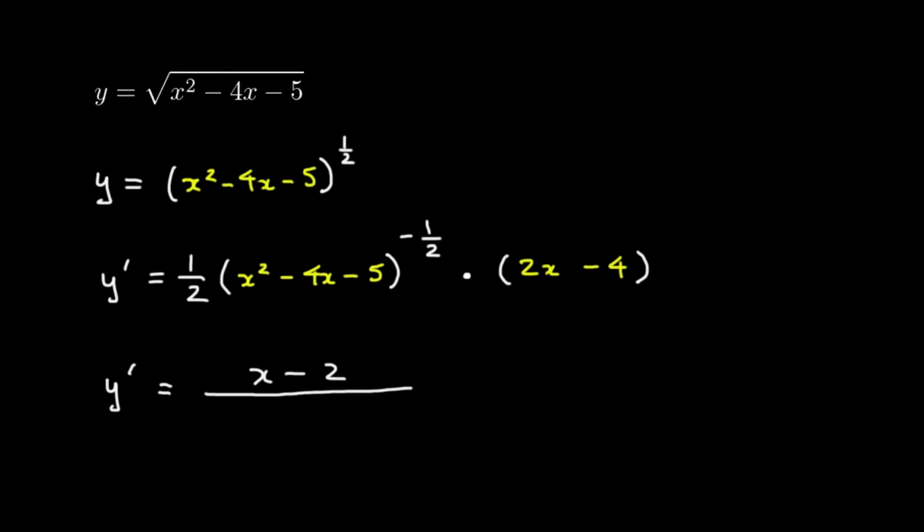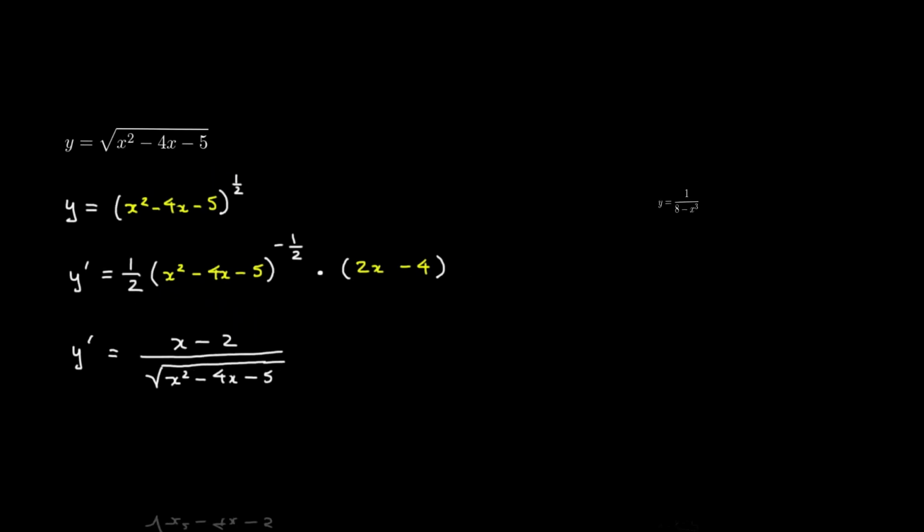And the other thing I'm going to do is rewrite this expression. I get rid of the negative power, move it to the bottom, and I'm actually going to go one more step further. I'm going to write it back as a square root again. So this is a square root on the bottom, and of course that x squared minus 4x minus 5 is still trapped.